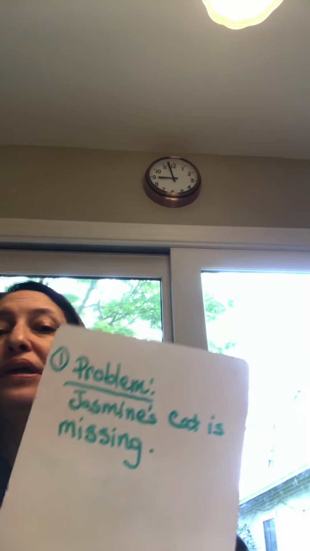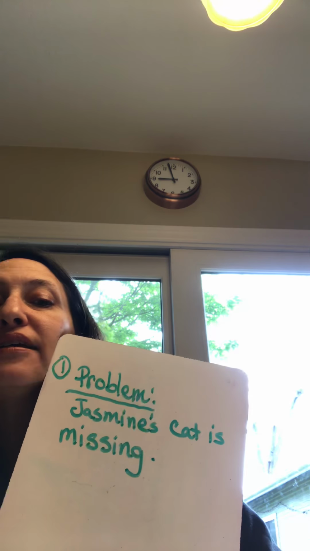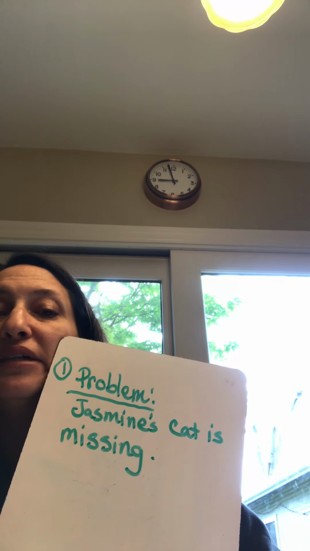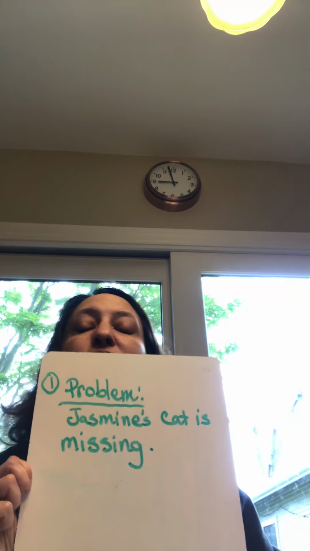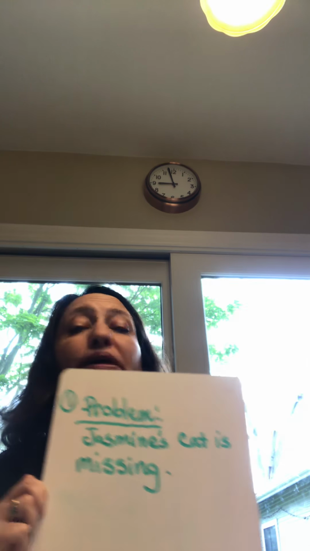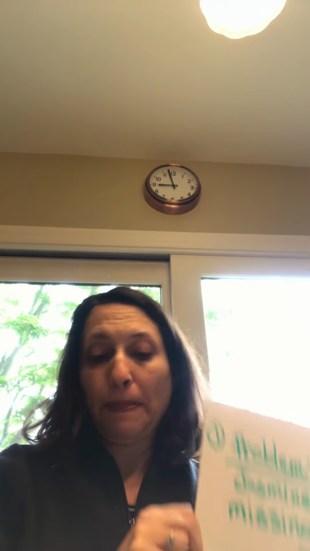Okay, so let's talk about the problem in this passage. So you probably think the problem would be Jasmine's cat is missing, right? That's the main problem. Jasmine's cat is missing. So that would be a good answer for number 1. Okay, so you're going to write that down.